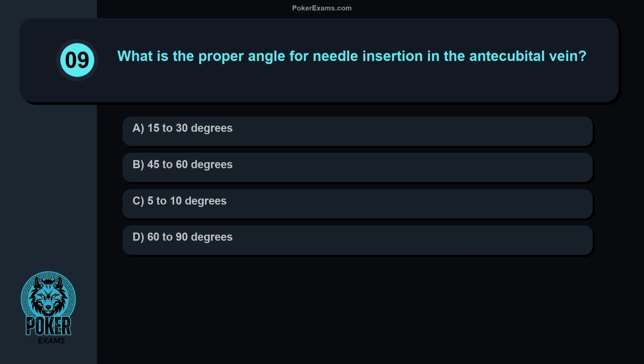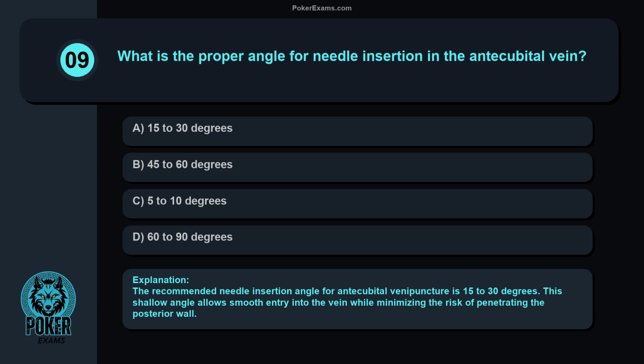Question 9. What is the proper angle for needle insertion in the antecubital vein? 15 to 30 degrees, 45 to 60 degrees, 5 to 10 degrees, 60 to 90 degrees. The recommended needle insertion angle for antecubital venipuncture is 15 to 30 degrees. This shallow angle allows smooth entry into the vein while minimizing the risk of penetrating the posterior wall.